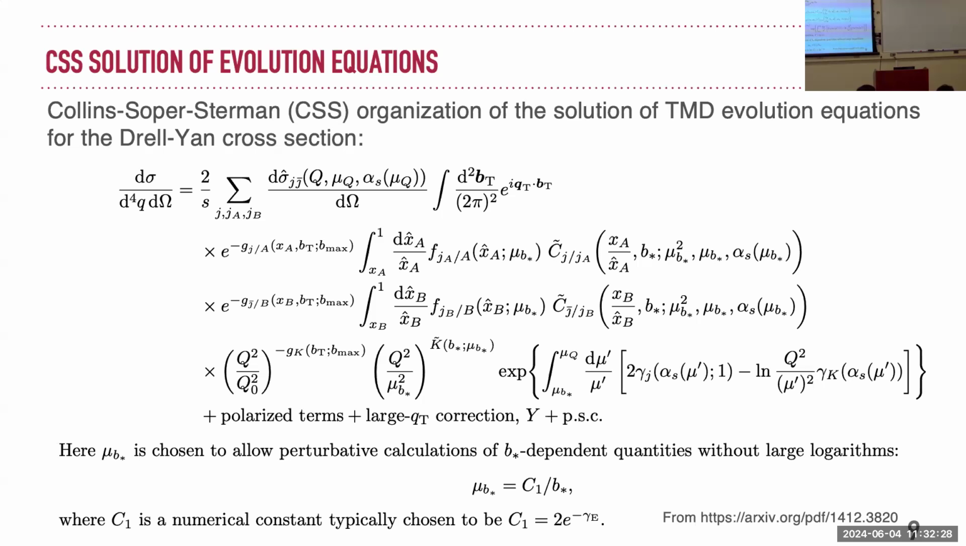Secondly, and I think that's the main advantage, your evolution equations in terms of BT are the same as the evolution equations in terms of B star. Therefore, the running of your functions in terms of BT and B star is exactly the same. You can use it to separate the non-perturbative parts by writing your function in terms of B star, and we'll see how it's done.